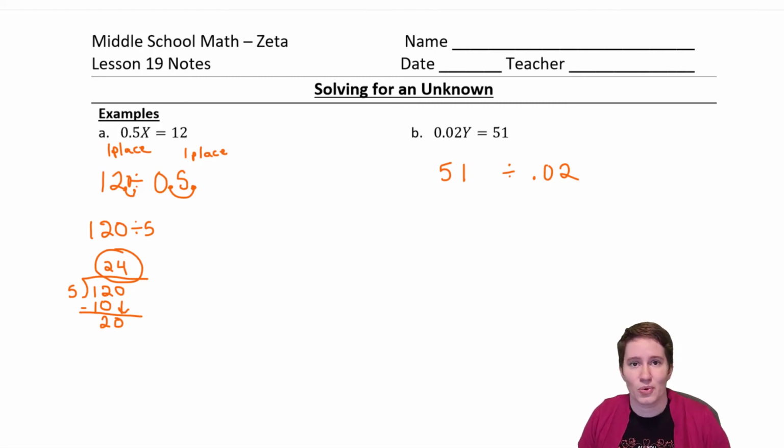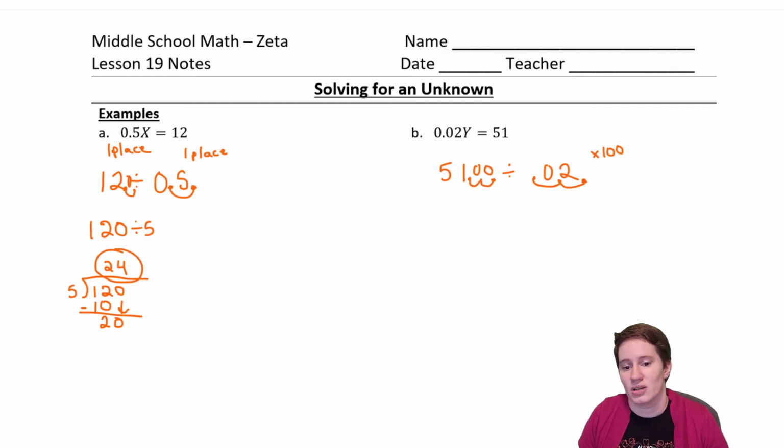We need to change this from 0.02 to 2. Our goal is going to always be to take the number we're dividing by and make it not be a decimal anymore. We want it to be a whole number. So in order to do that, we move this 2 places over. And what we're actually doing when we do that is we're timesing it by 100, just by the way. So if I do it to the 0.02, I also have to do it to the 51. So I move it over 2 spots.